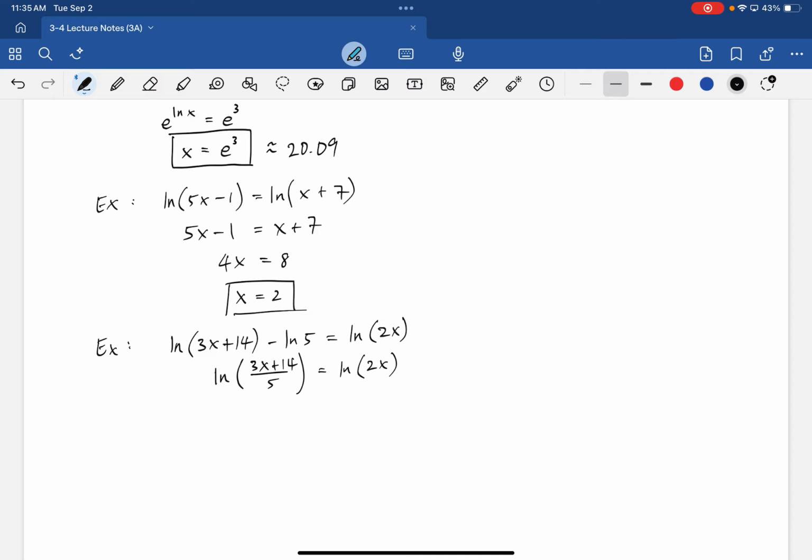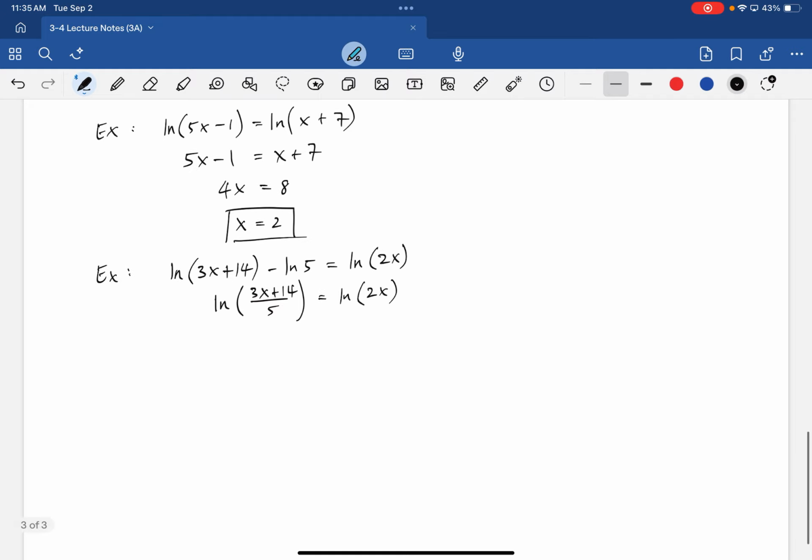Can anybody see the answer yet? x equals? Nice, 2, yes. But we'll apply our one-to-one property, which gives us (3x + 14)/5 = 2x, right? Same logarithm, so same inputs. Which leaves us with 3x + 14 equals 10x. So 7x equals 14, and x equals 2. Okay, now does this solution work? If we plug it in, do we get only positive inputs? Yes, right? The left side is 20, and the right side is 4 on the insides. So this solution is good.